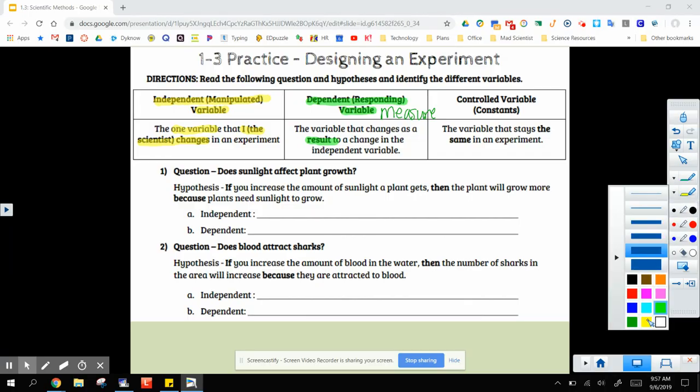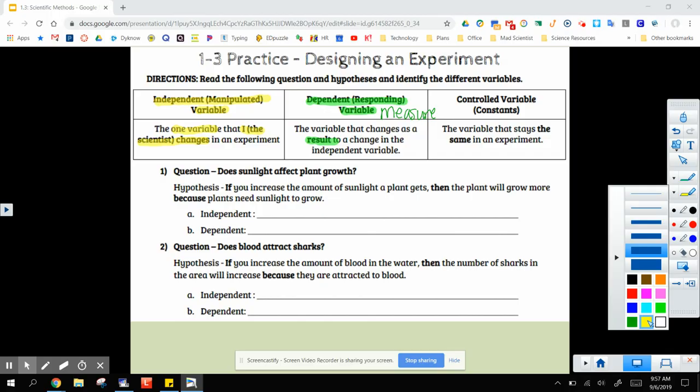So in question 1, it says, does sunlight affect plant growth? We discussed this is a scientific question. It can be experimented with. The data can be measured. It is not opinion-based. This is definitely an experiment that we could do. So within it, you should be able to find the independent and dependent variable.